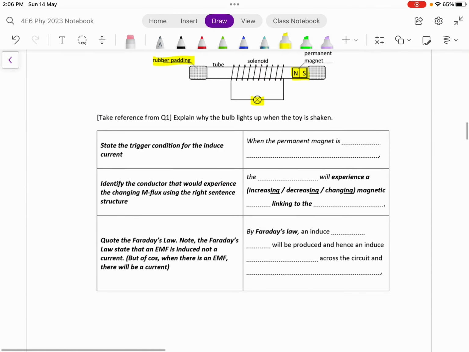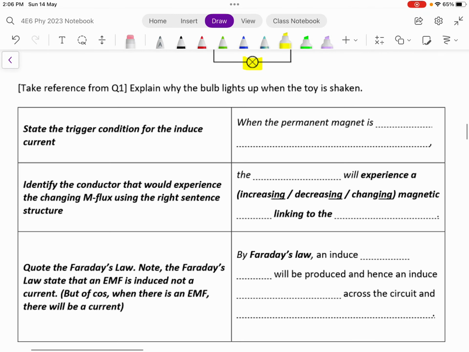So let's see whether you can fill it up yourself. Take a pause here and try to fill it in, and after that we will have a check. Okay, pause the video. Okay, I hope you really followed my instruction and really paused the video.